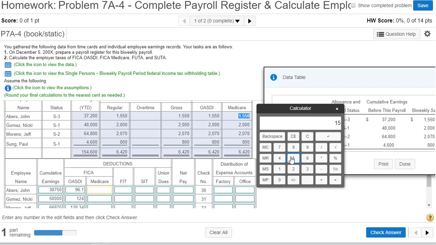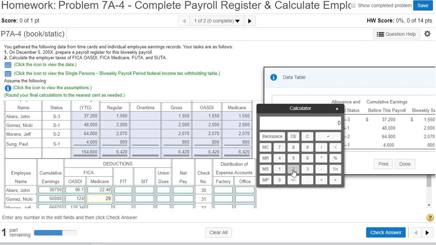So we've got 1550 times 1.45%. So we have to round that. So that's 22.48. Clear it. So for Nikki, we got 2,000 times 1.45%. $29 even.